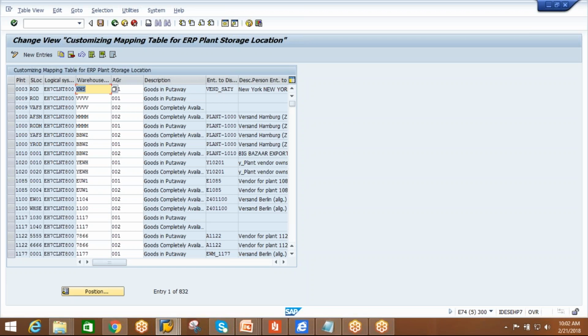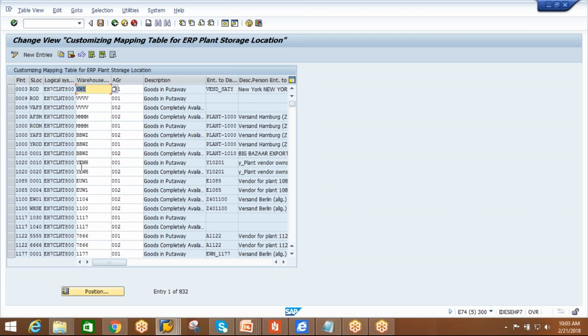Okay. Now, come to here. Your plant is separate, storage location is separate, and storage location and availability group combination is 1:1. If you want to go with multiple storage locations and multiple dealings, create your own availability groups and map within this table. Okay, I am going to show a demonstration now with a third storage location.